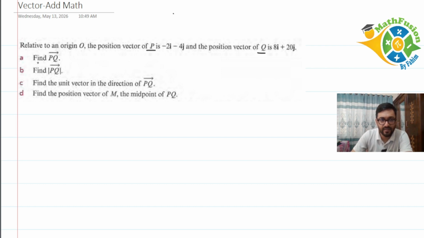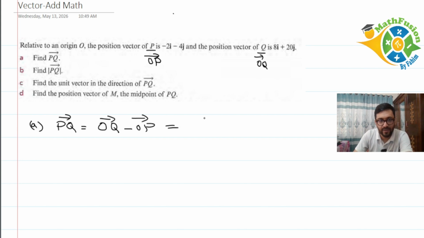Question A, find PQ. So we know that vector PQ equals OQ minus OP. From our question, the position vector of P is given as minus 2i minus 4j, which is actually OP. So OP is minus 2i minus 4j, and OQ is the position vector of Q, which is 8i plus 20j.